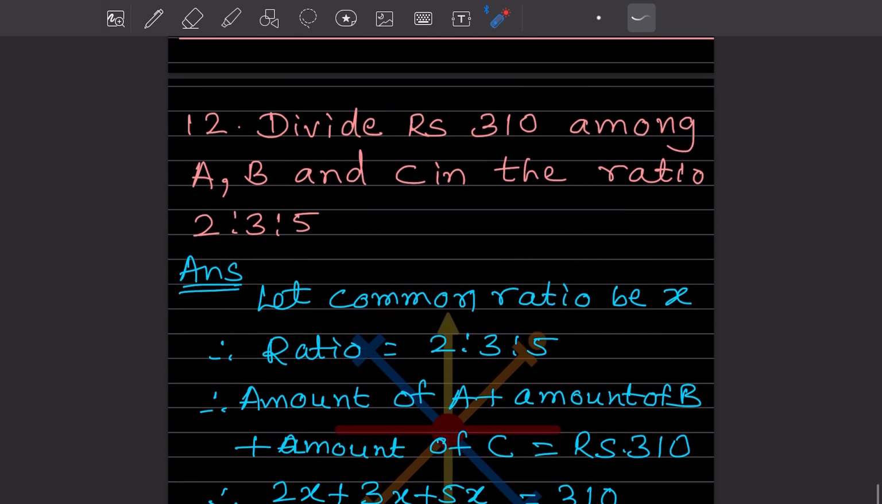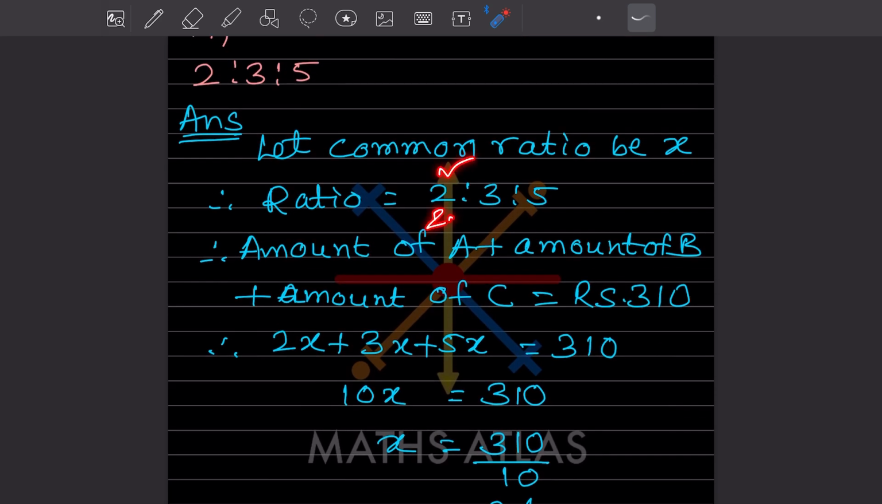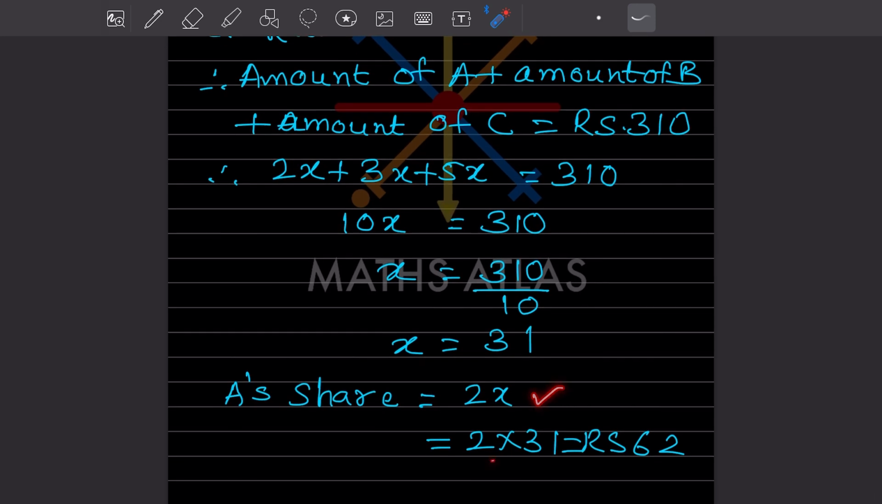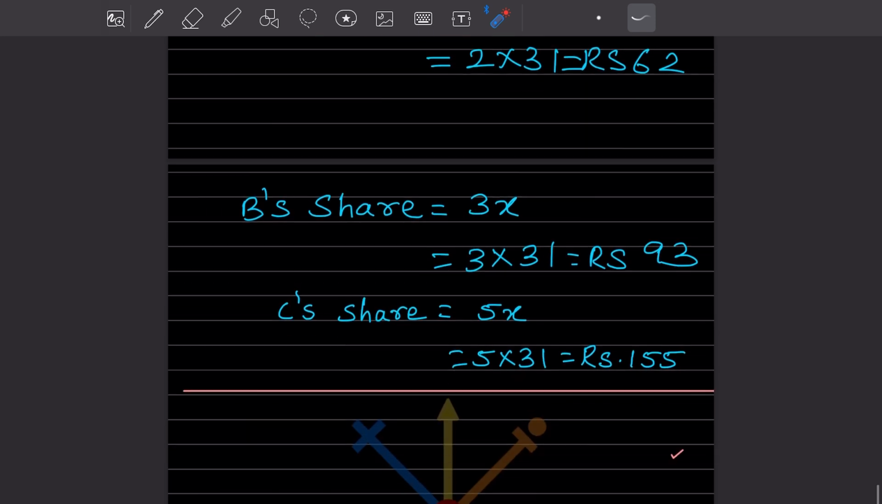So here we want the share of each. So A's share is going to be what? Here we consider this as 2x, 3x and 5x. So this is for A, this is for B and this is for C. So A's share is 2x, that is 2 into this 31, that is going to be rupees 62. What will be the B's share? That is 3x, so 3 into x is 93. For C's share, that is 5x, and 5 into 31 is 155. That rupees is important. The units are important, otherwise you will lose your marks. See that you write the proper units.